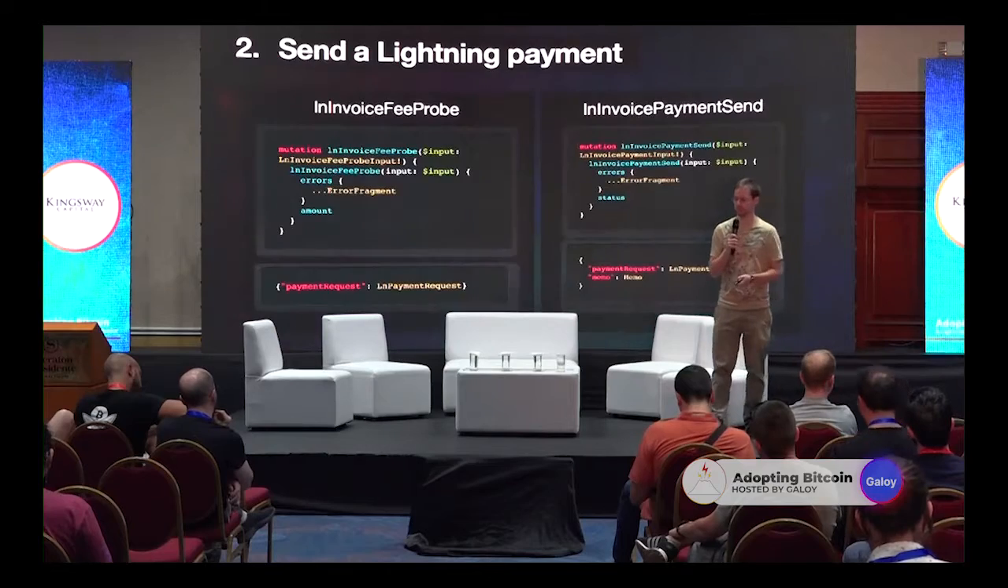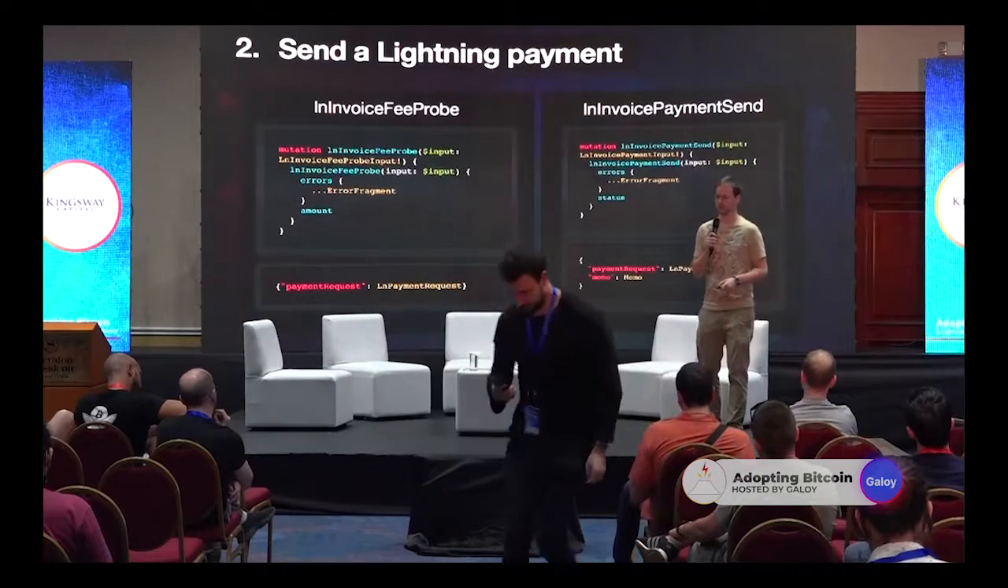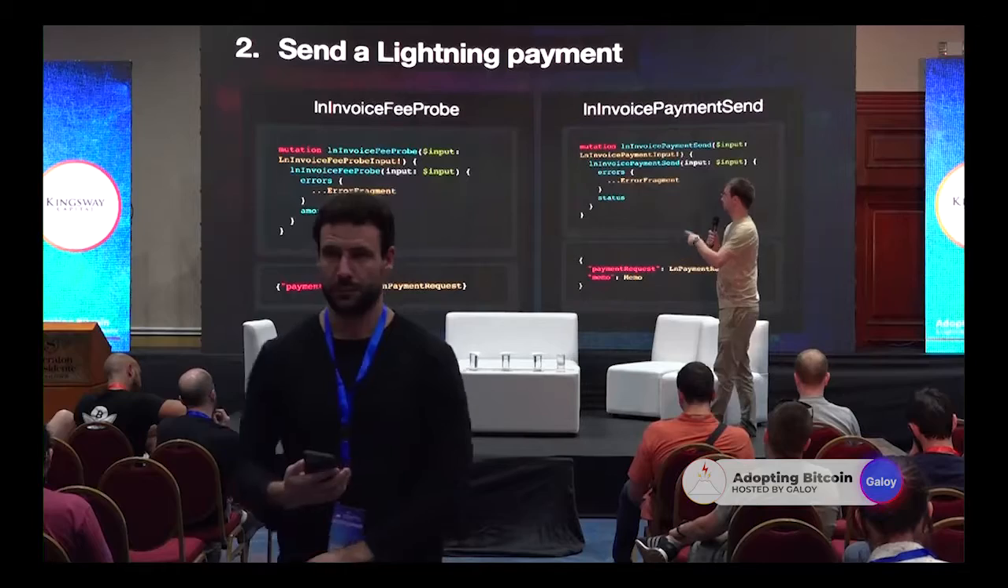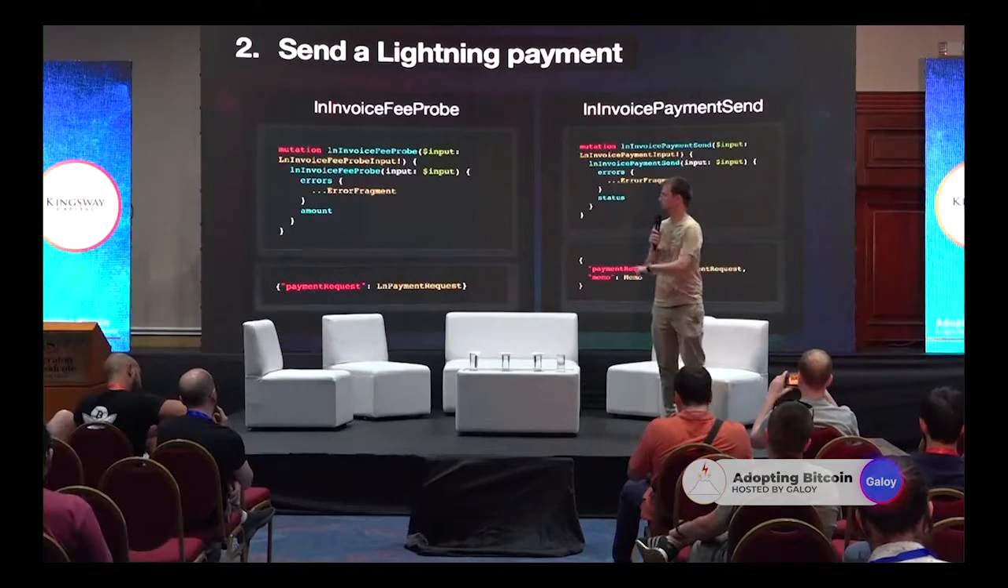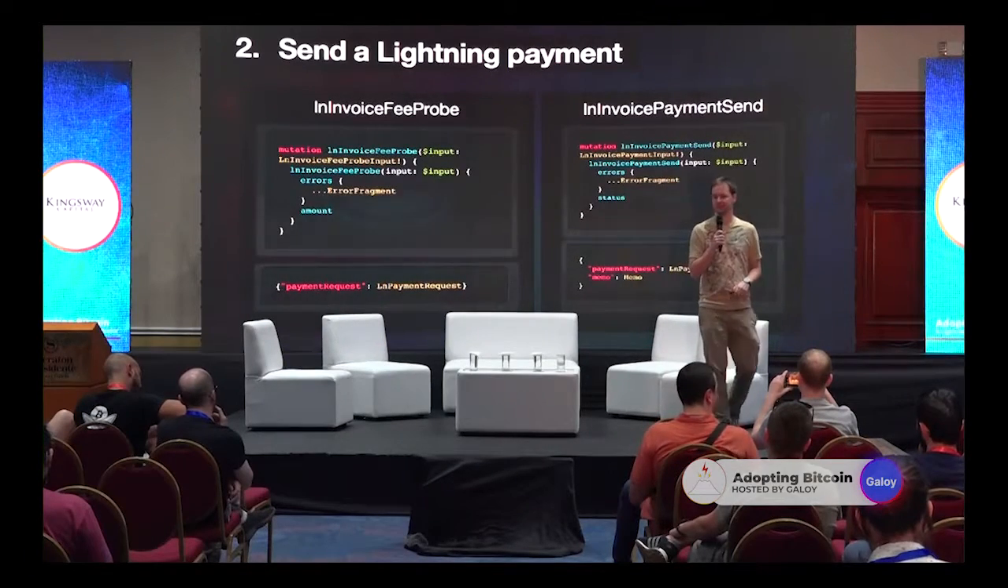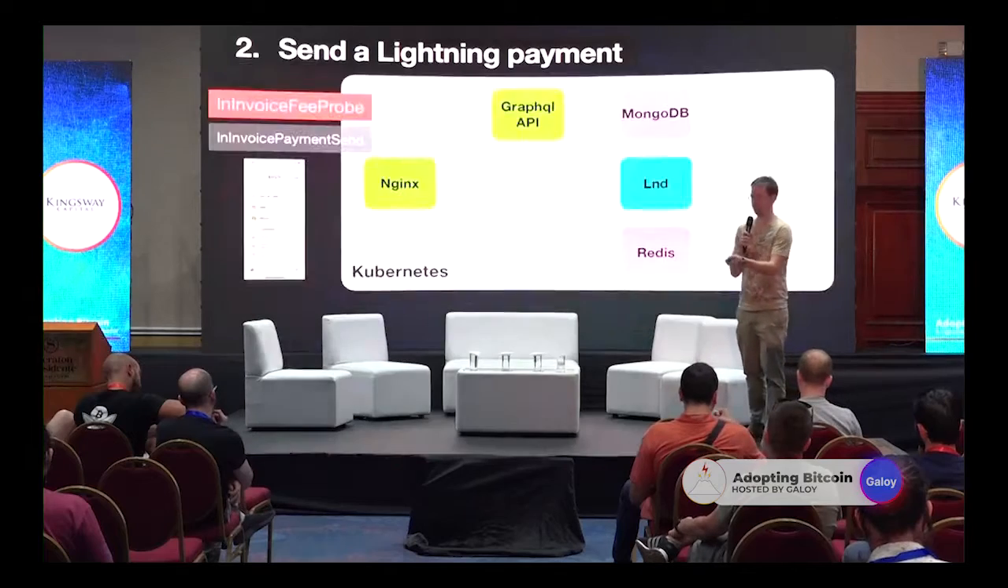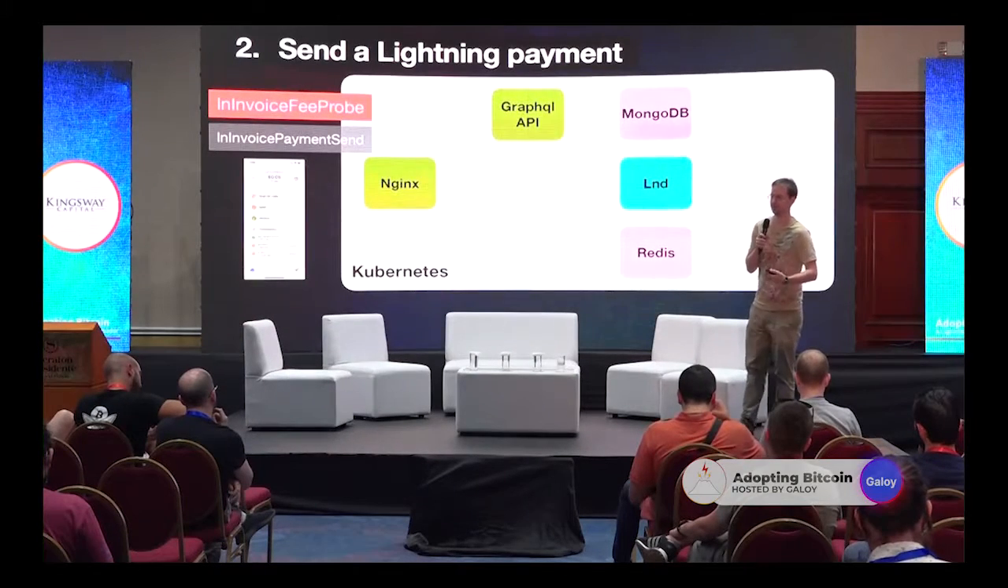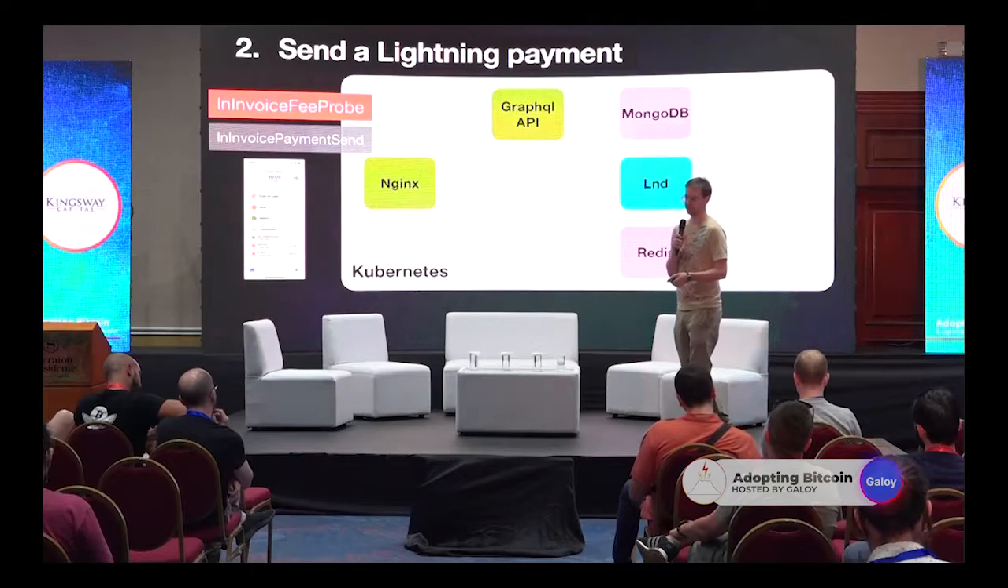It's a little bit more involved. We have two calls we have to make to the API to get this to work. First is ln invoice fee probe, and the next one is ln invoice payment send. We'll start with the probe. Why do we probe first? Well, it's a UX optimization.